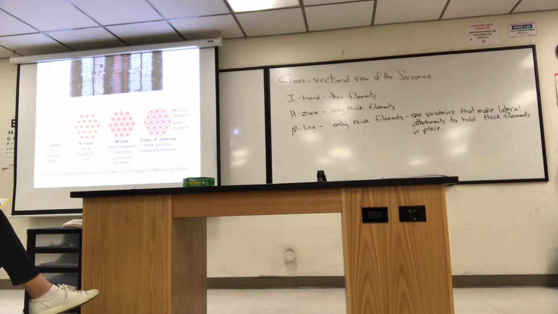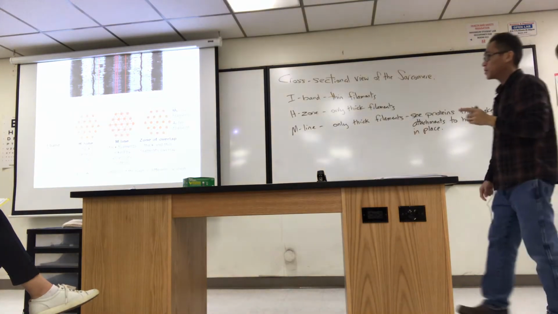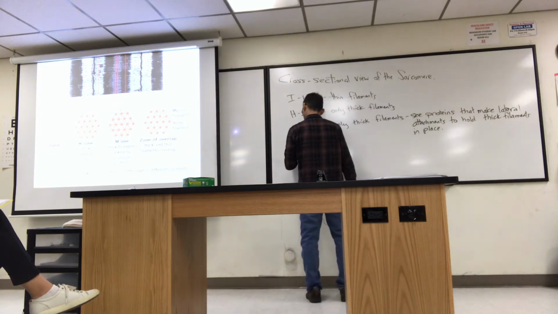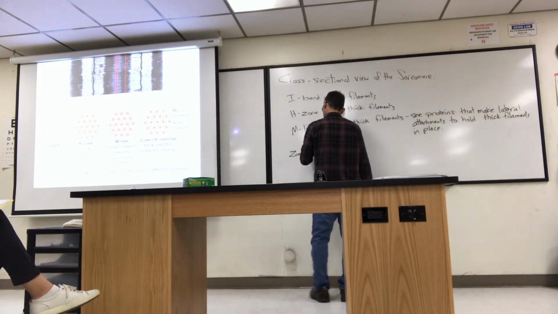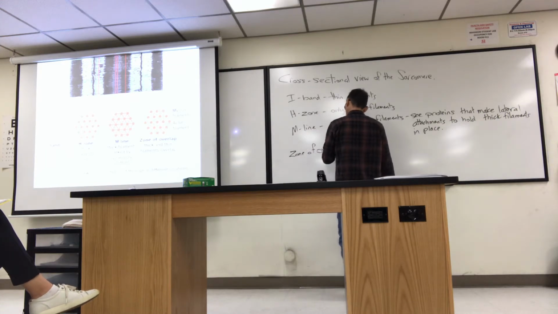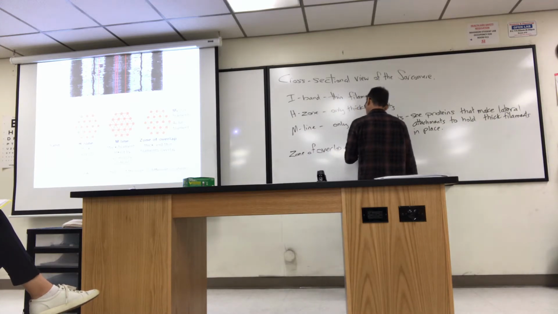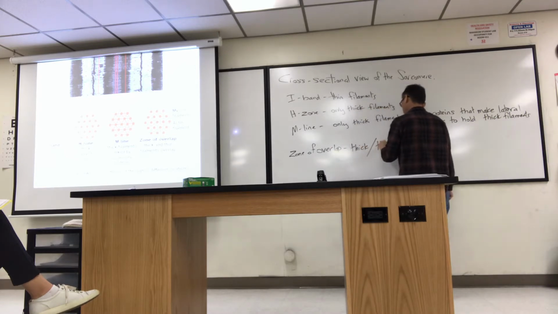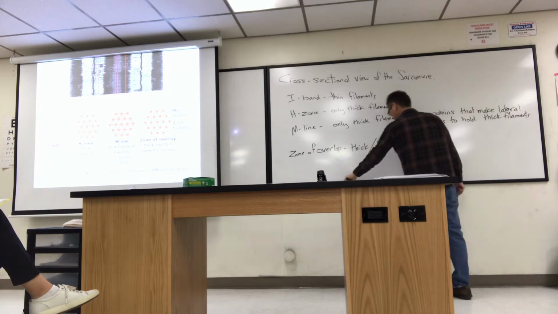And then in the zone of overlap, you see thick and thin. That's the darkest band. Zone of overlap. So I'm just going to write thick and thin. They're both present.